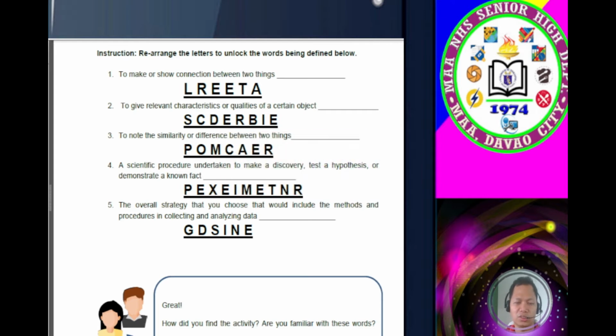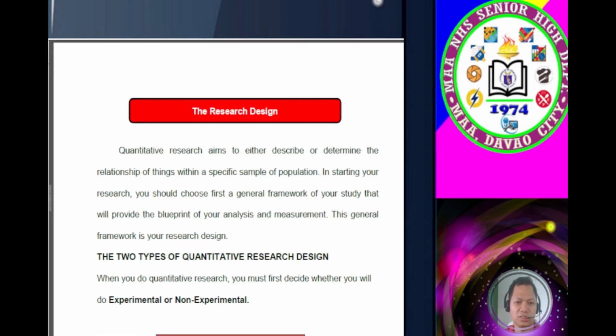I hope you got all the correct terms. These terms are related to our topic in this module. Let's begin. We'll now discuss research design. Quantitative research aims to either describe or determine the relationship of things within a specific sample of population. Starting your research, you should first choose a general framework of your study, which will provide a blueprint of your analysis and measurement. This general framework is your research design.